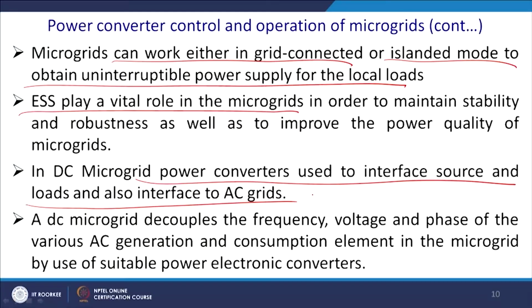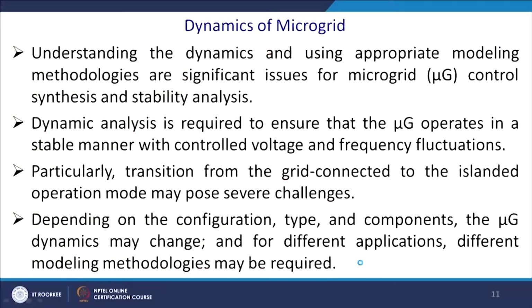The DC microgrid decouples the frequency, voltage and the phase of the various AC generation and consumption elements in the microgrid by use of suitable power electronics converters. So, this is the part of the DC microgrid application in power electronics. Understanding the dynamics of the microgrid is one of the important entities that we require to consider.